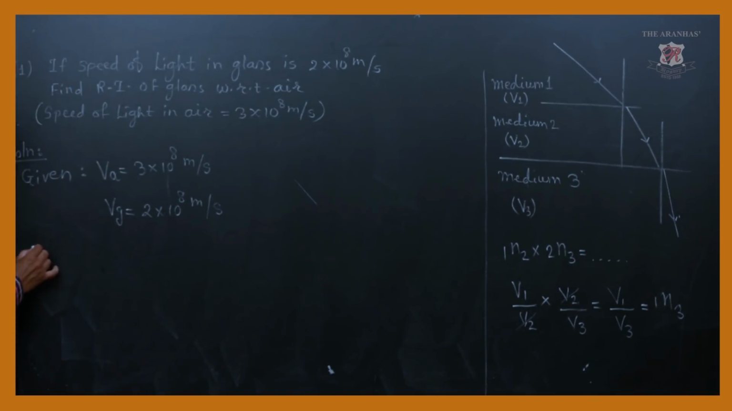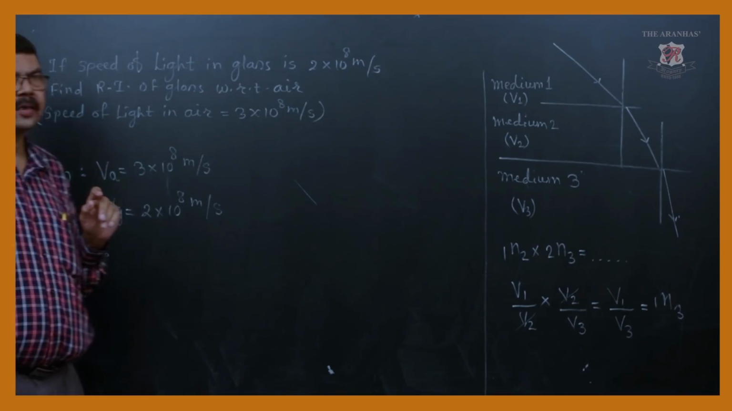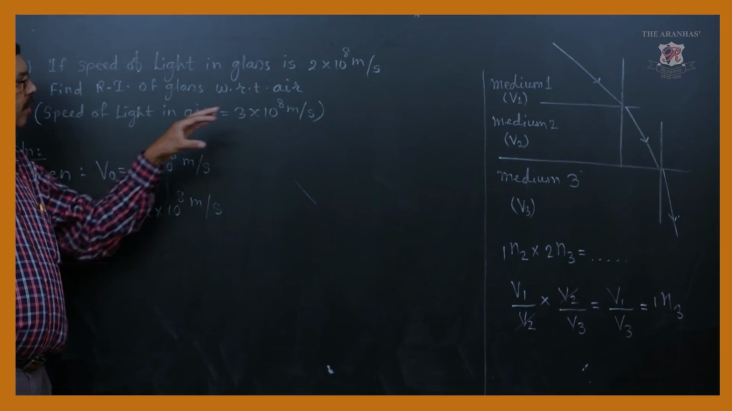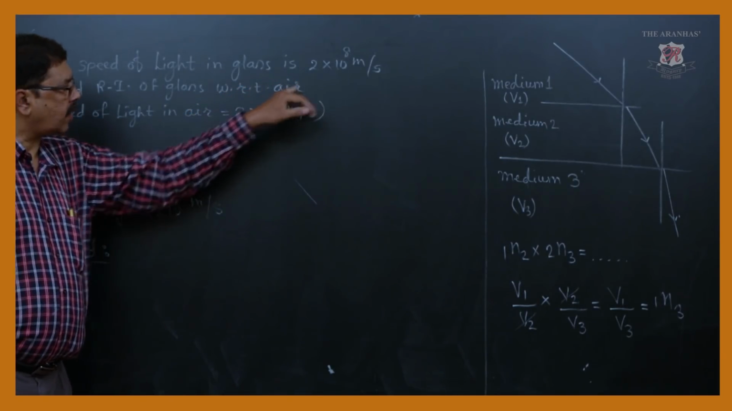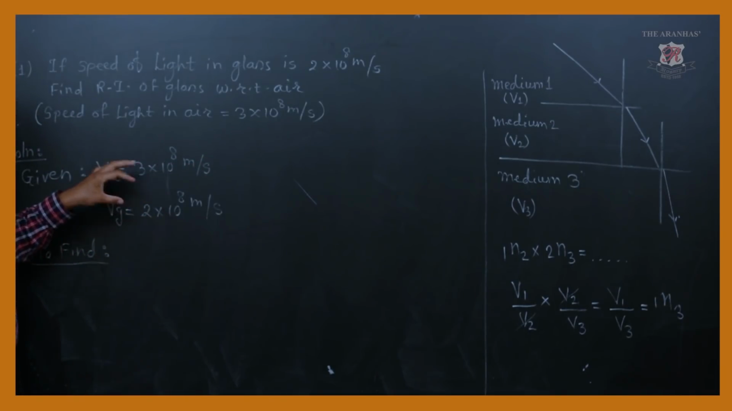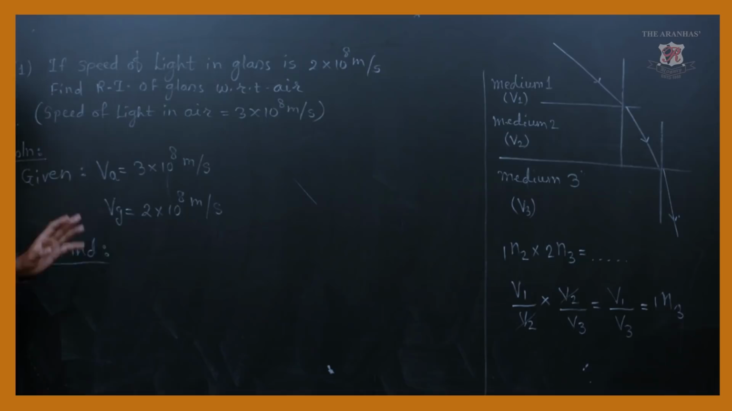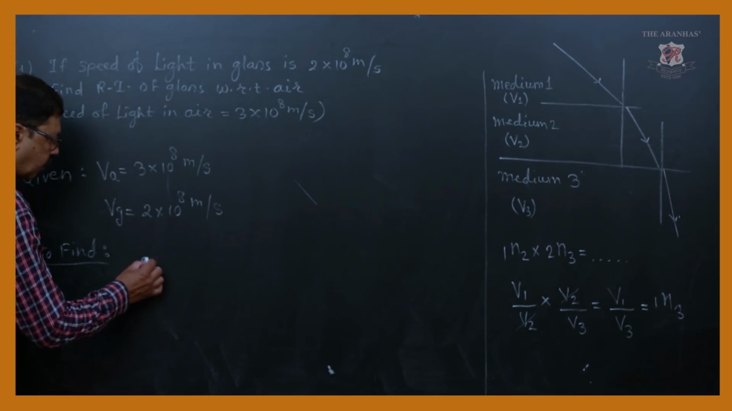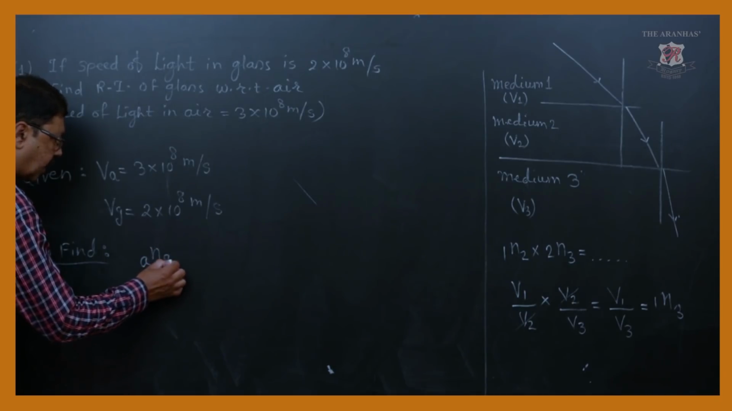What is to be found out? Most of the time this is observed: students keep the numericals aside immediately, they don't even read them properly. Actually, if you are able to get the data from the numerical and if you know the formulae or the relation between them, it is very simple to solve. What is to be found out? Refractive index of glass with respect to air, means in notation form you want to find out anG.